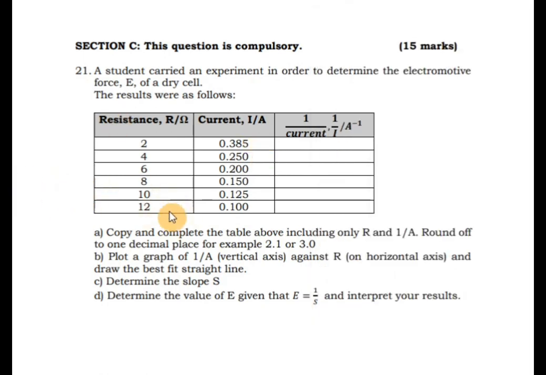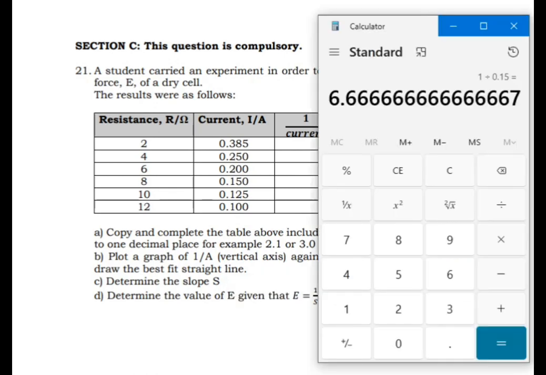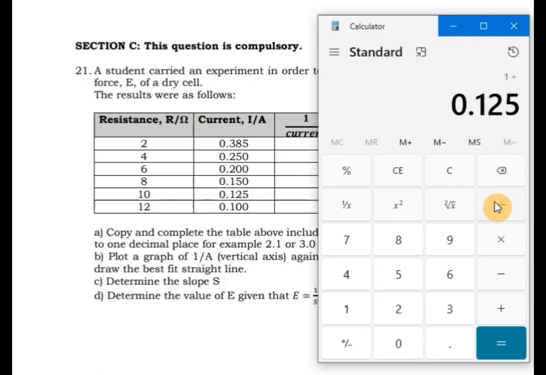Next one, we are going to find 1 divided by the next value, which is 0.125, as the formula is 1 divided by current. We go. I'm going to find 1 divided by 0.125. The solution is going to be 8. This is the solution.